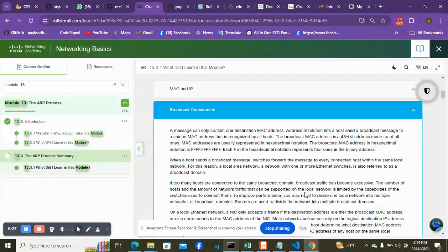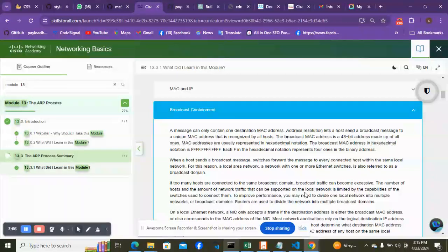MAC addresses are usually represented in hexadecimal notation. The broadcast MAC address in hexadecimal notation is FFFF.FFFF.FFFF, four Fs per group, 3 groups. So each F is a hexadecimal notation representing 4 ones in the binary address. So when a host sends a broadcast message, switches forward the message to every connected host within the same local network.